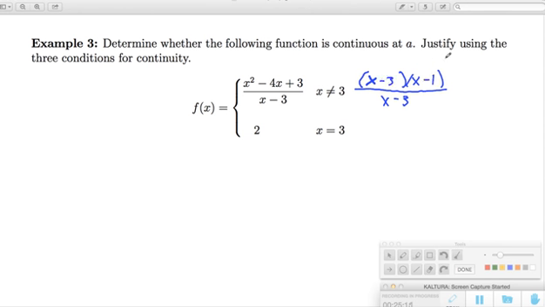Well, lucky for us, that does give us a nice cancellation. So that top function is really equivalent to the function x minus 1, except it's not allowed to be equal to 3. It's going to have a hole in the graph at 3 because of the fact that the original expression is just not defined at 3.